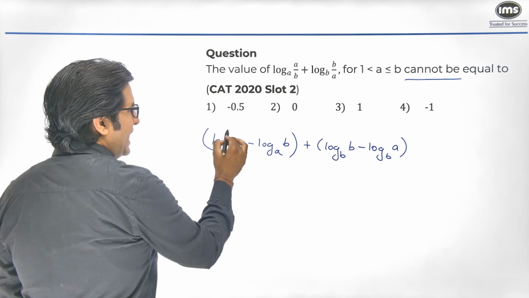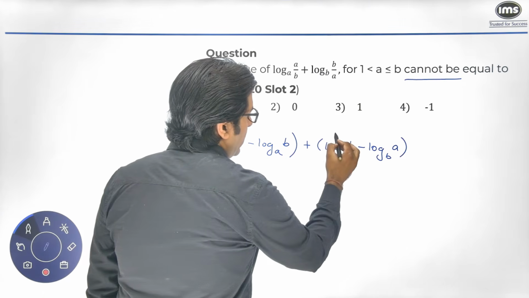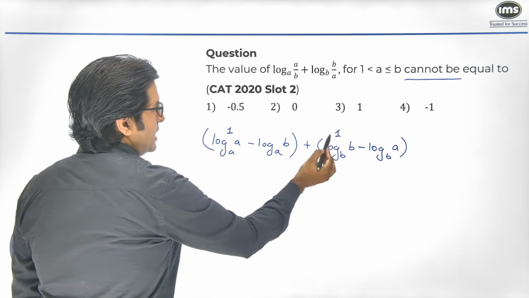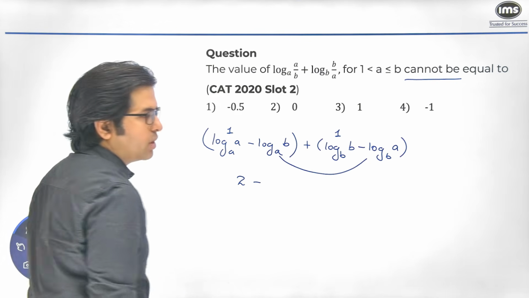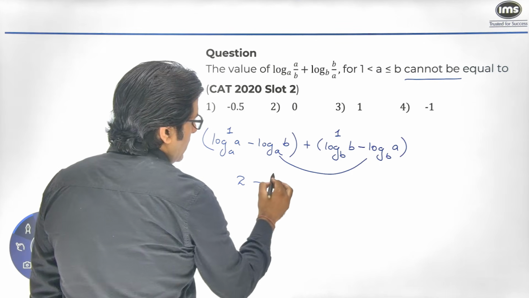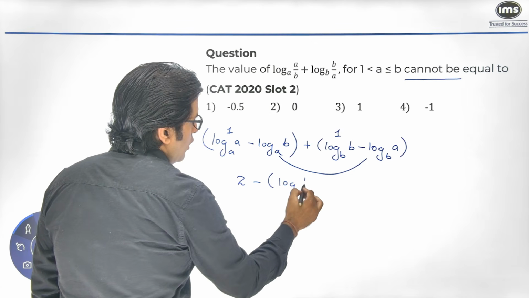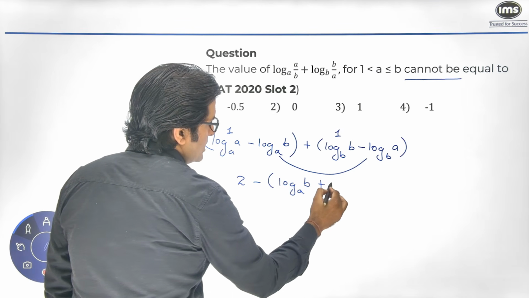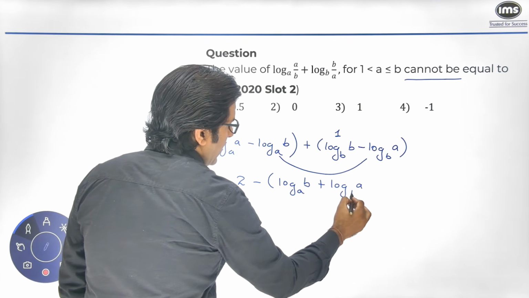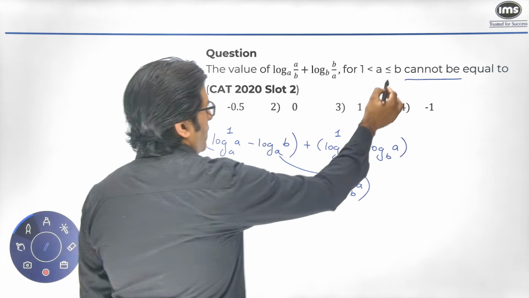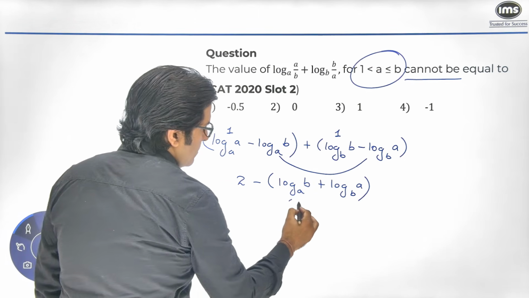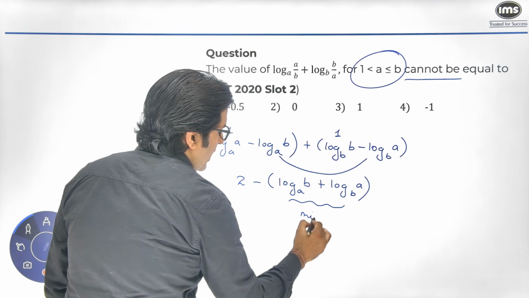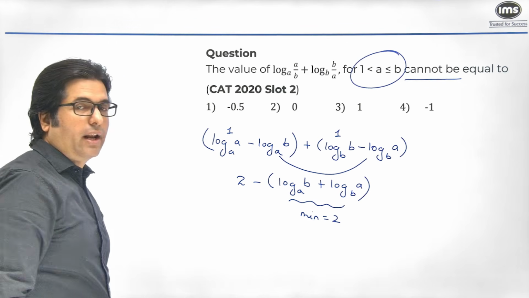Log a to the base a is simply equal to 1. Log b to the base b is equal to 1. There is a plus sign. So 1 plus 1 will be equal to 2. I can take minus common from these two terms. So if I take minus common, I have an expression log b to the base a plus log a to the base b. And remember the inequality that we just covered. For a and b both greater than 1, this expression has a minimum value equal to 2. This is always greater than equal to 2.